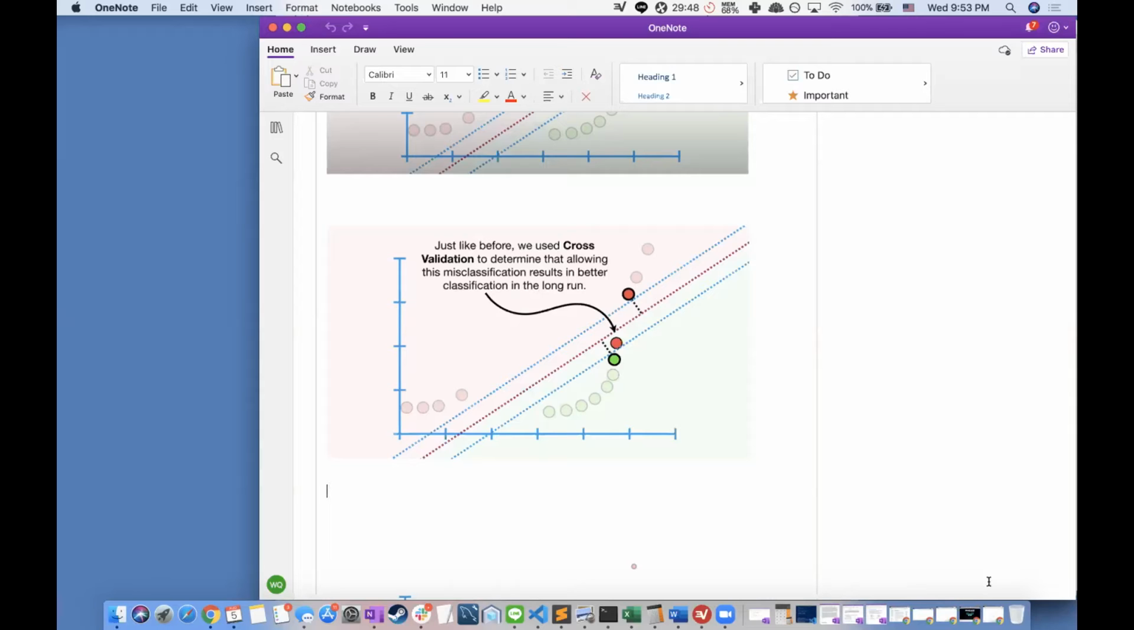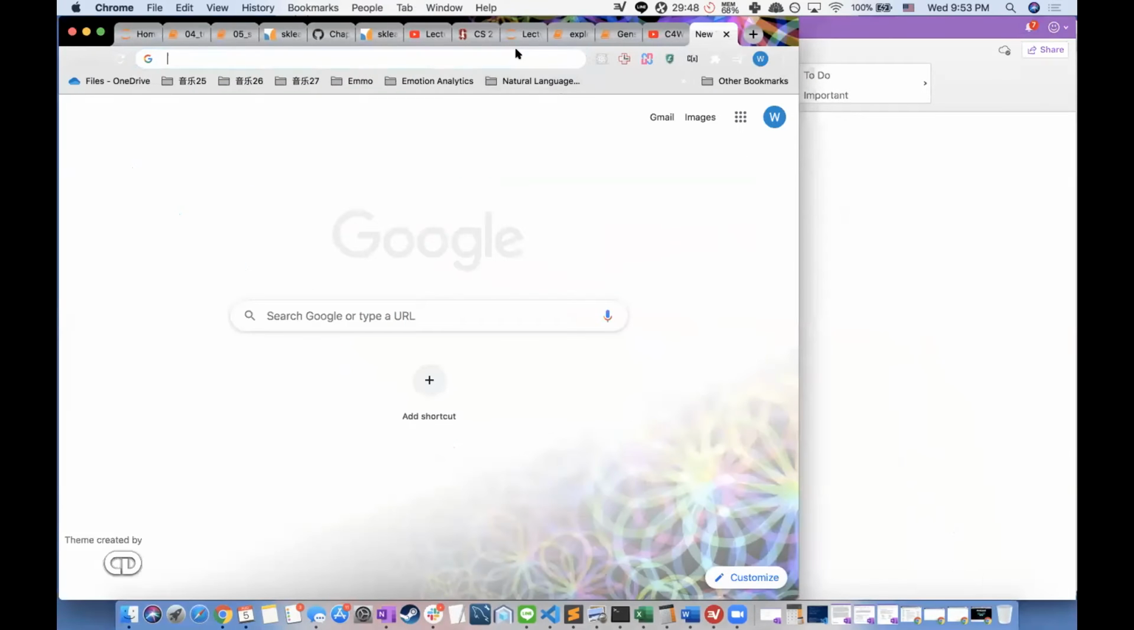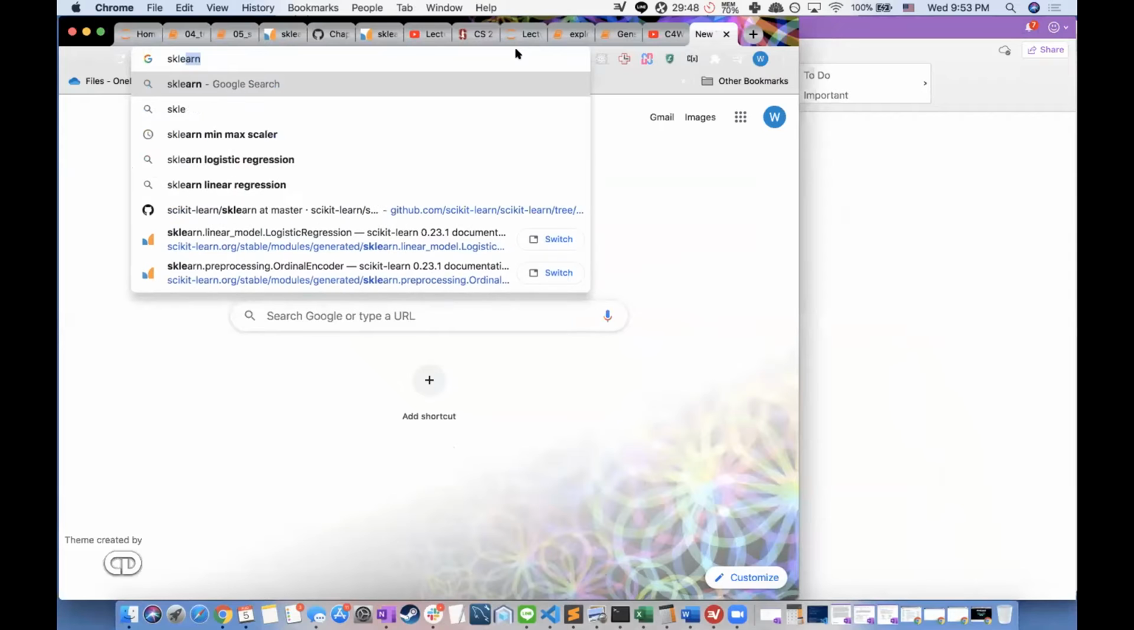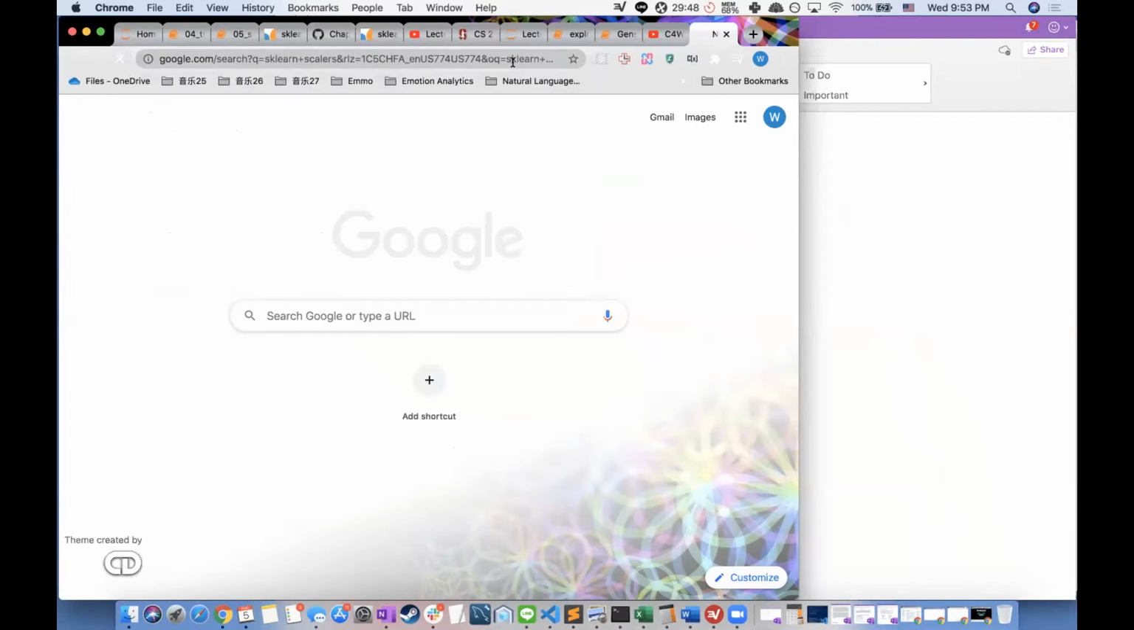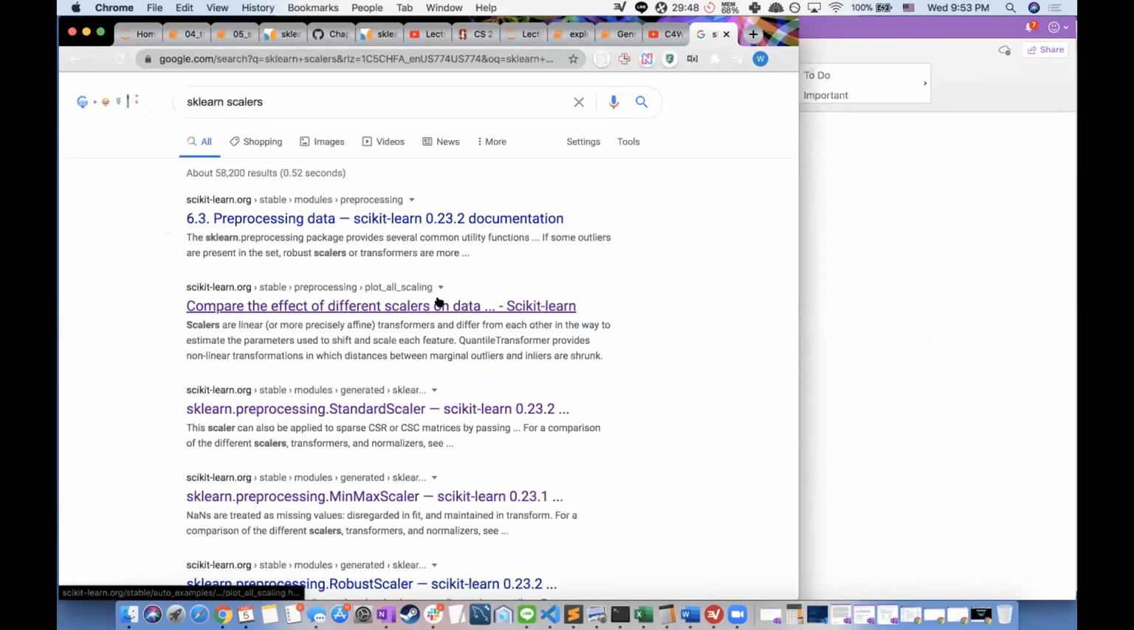Well, there are other scalers that I've heard of. One is MinMax, where you take the minimum and maximum and map those to be 0 and 1, and everything in between is scaled accordingly.